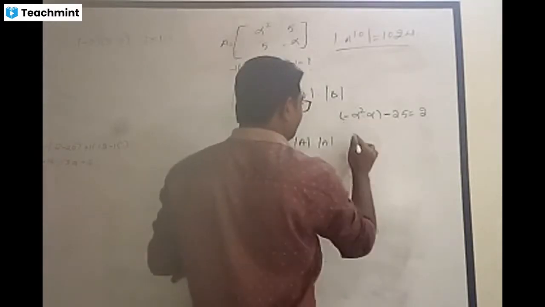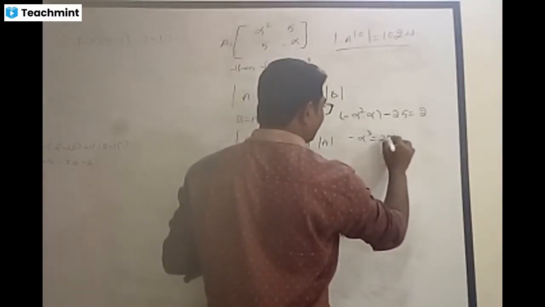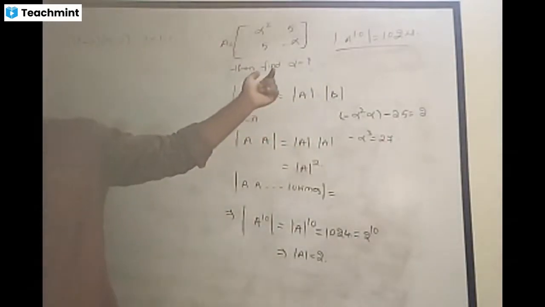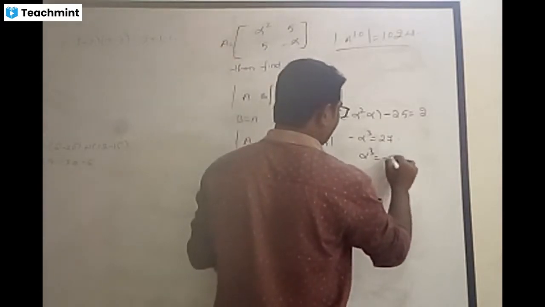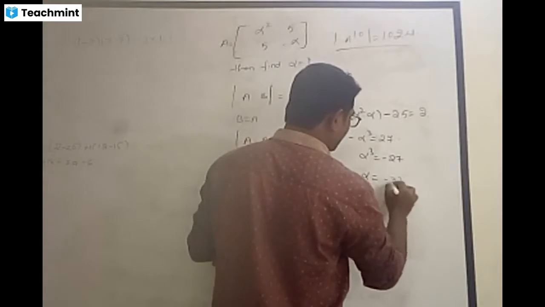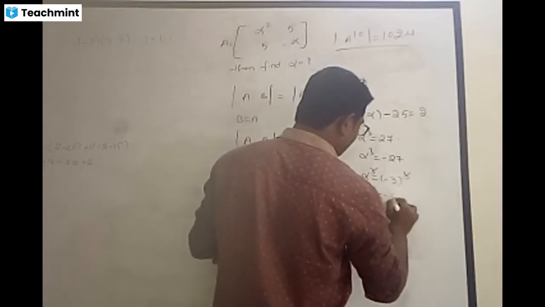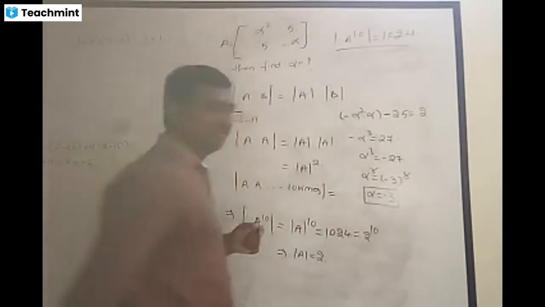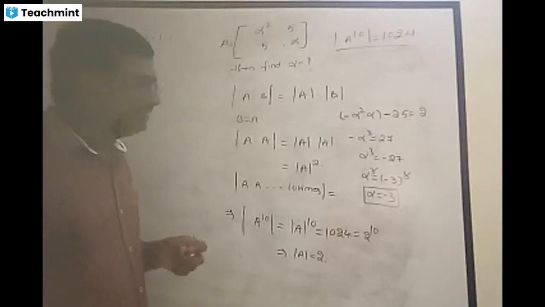Minus alpha cube equals 27. Alpha cube equals minus 27. Alpha equals minus 3 whole cube. So alpha is minus 3. It is the answer for our question.